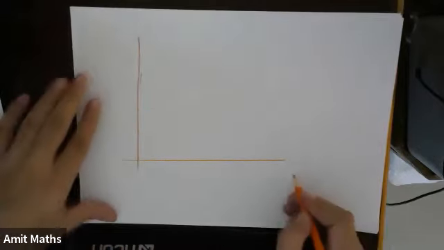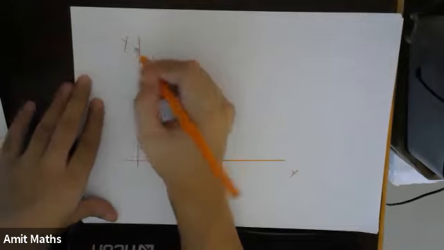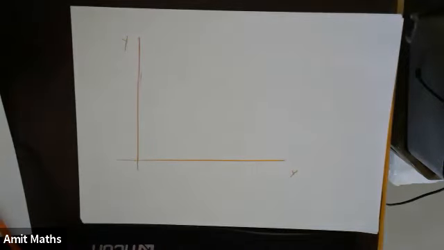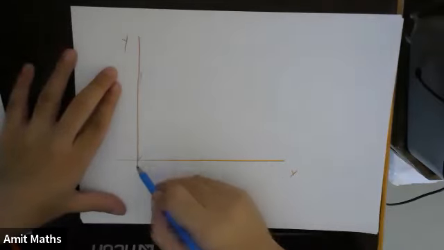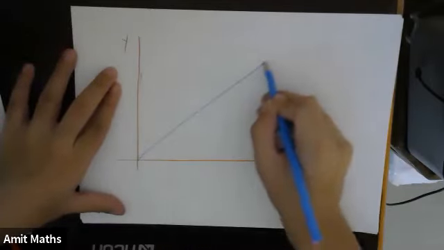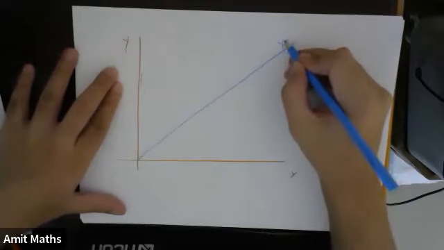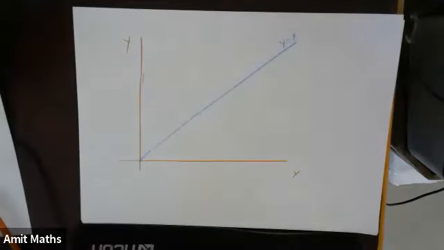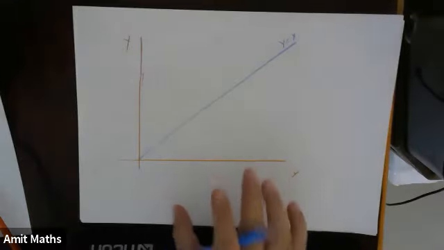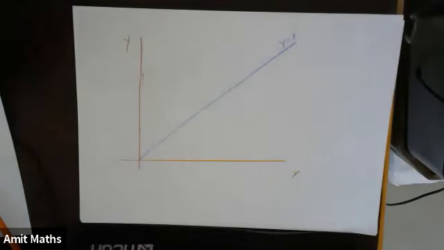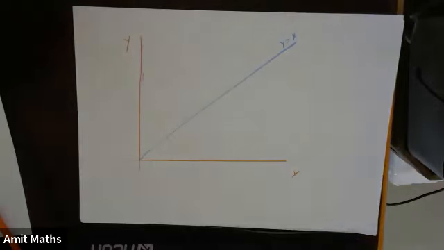Suppose these are the x axis and y axis. First I'll draw the line y equals x. This is the line y equals x. Whatever function I have, the inverse of that function will be the mirror image about this line.